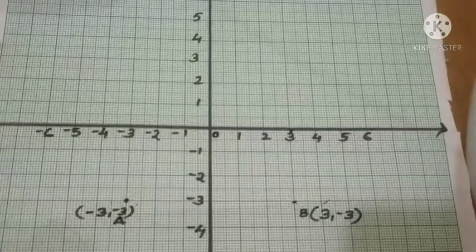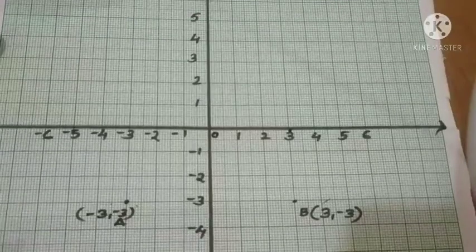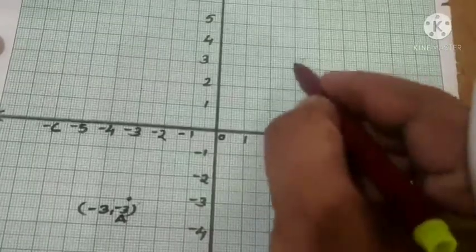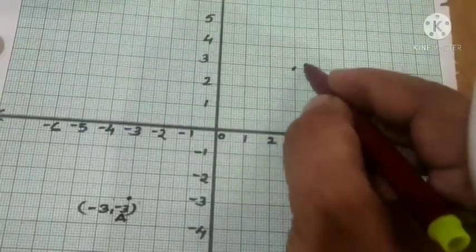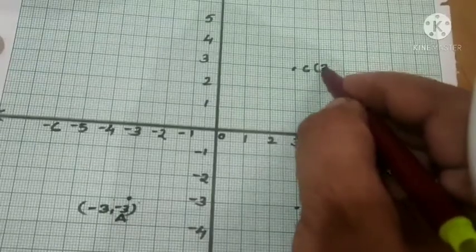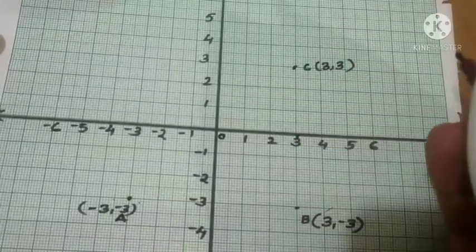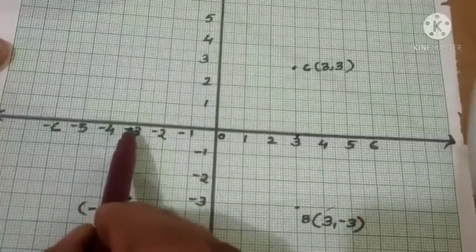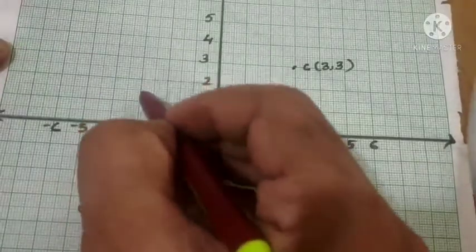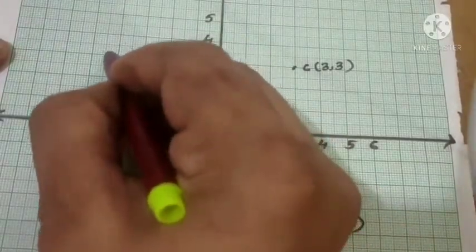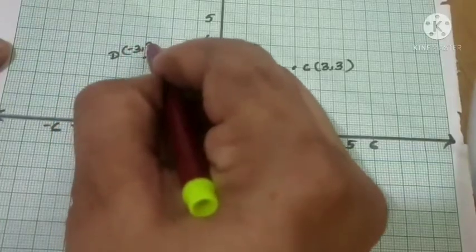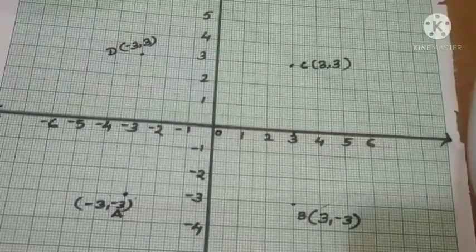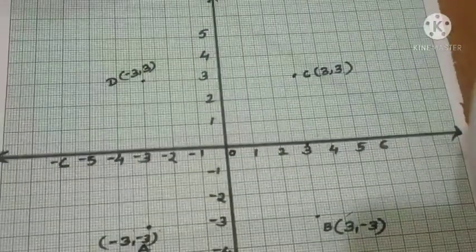Okay. What is the next coordinate? C, that is 3 comma 3. Again 3 here, and upward we have to move 3 positive only, so here it is. C, 3 comma 3. Now D, minus 3 comma 3. Minus 3 is here and 3, so it is here. Okay. So now we have plotted the points on the Cartesian plane.